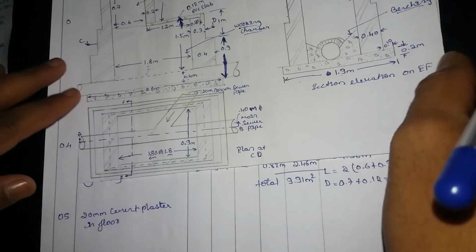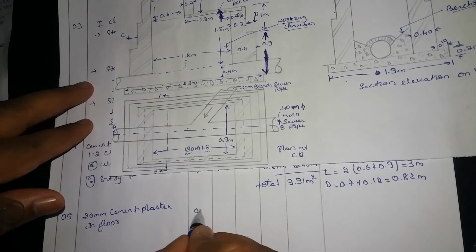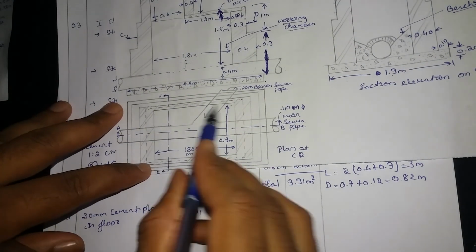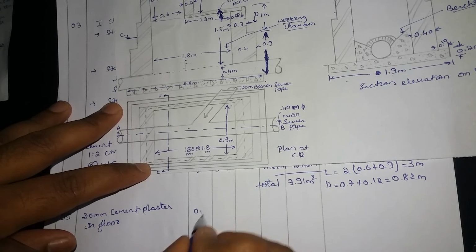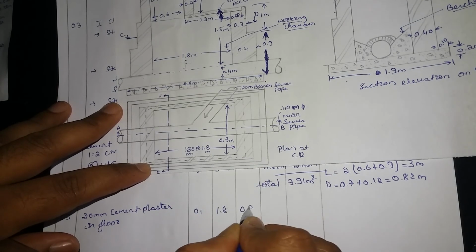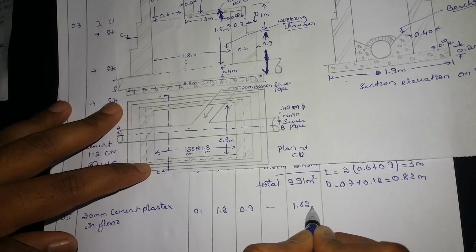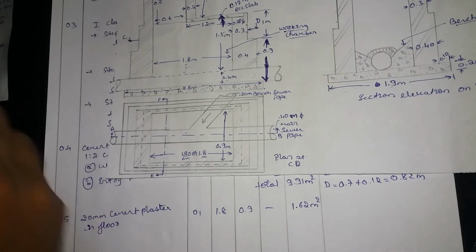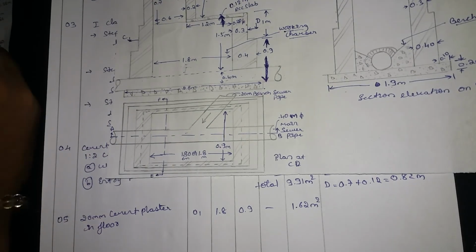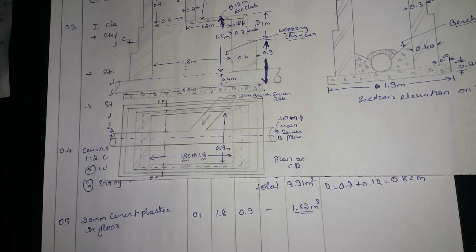Whenever we are dealing with the floor, we can see the number is 1. We want only the flooring part, we want length and breadth, we don't require any depth. So if I multiply all this, we will get 1.62 meter square. Is it clear? So this is how we find out the manhole portion.